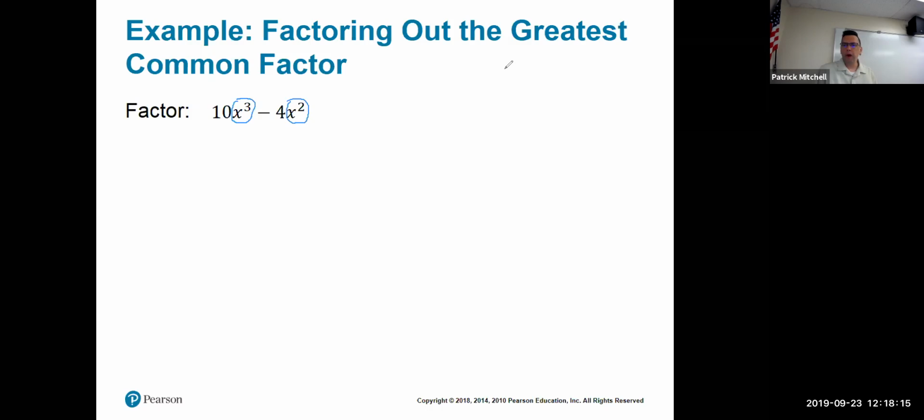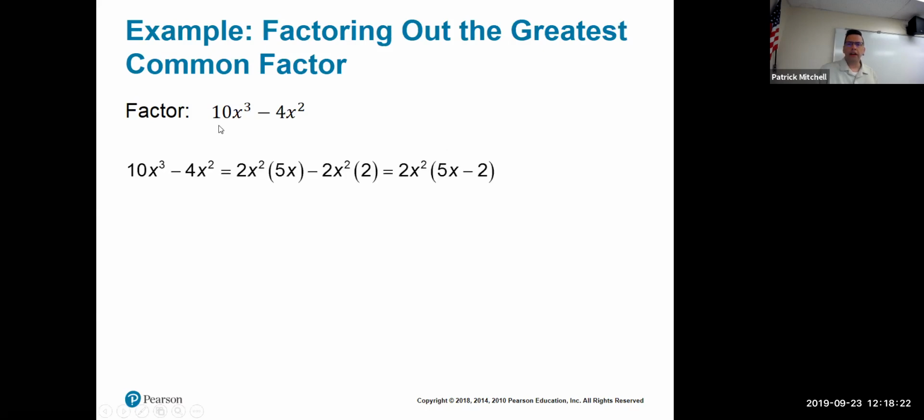right? So once you decide that your greatest common factor is 2x squared, it's almost like you divide each term by 2x squared. This is a thing that I sometimes call my thought bubble. Inside my thought bubble, I'm thinking to myself, what happens to this thing when I divide each term by 2x squared? Well, in the first term, I would be left with a 5x. And in the second term, I'd be left with a 2.